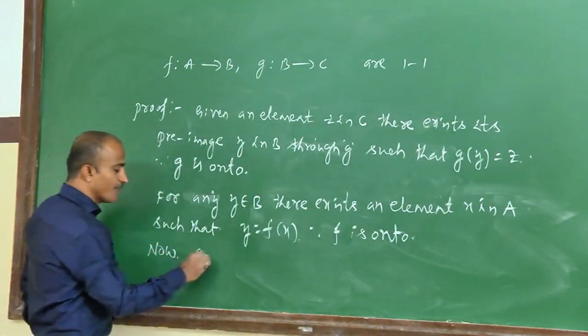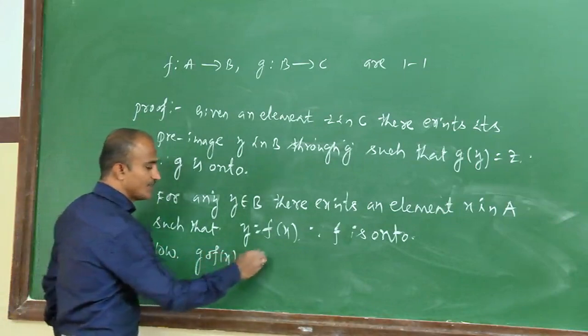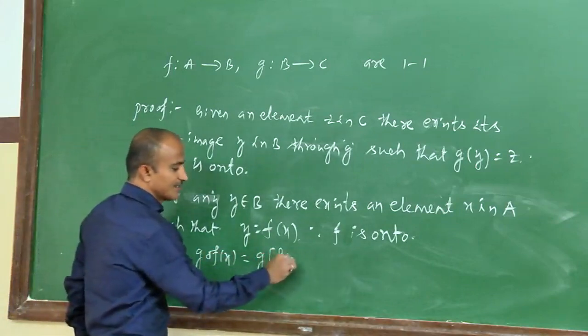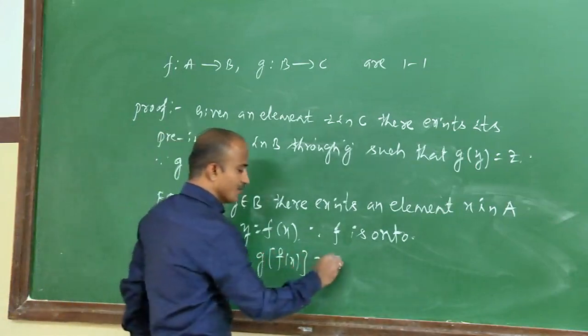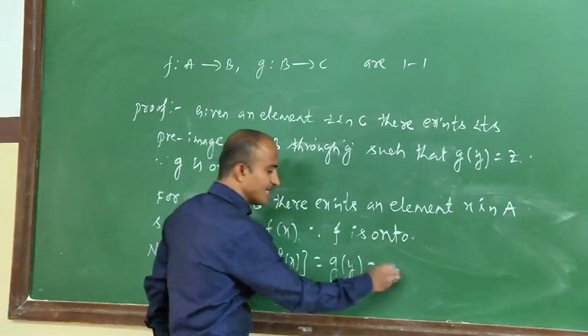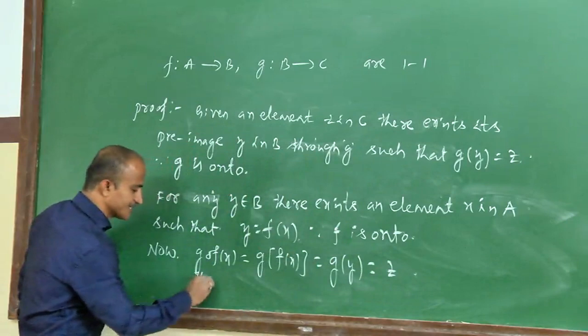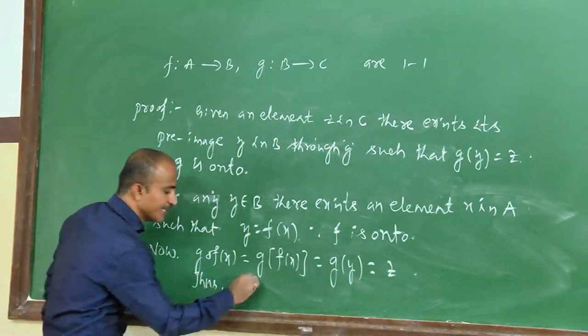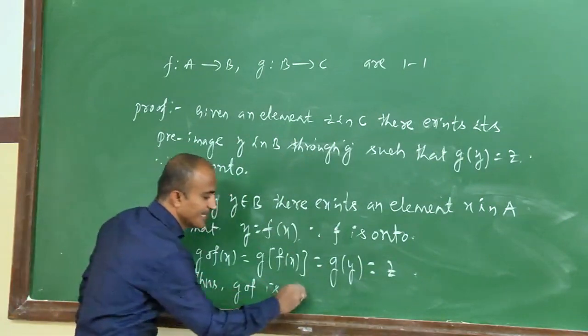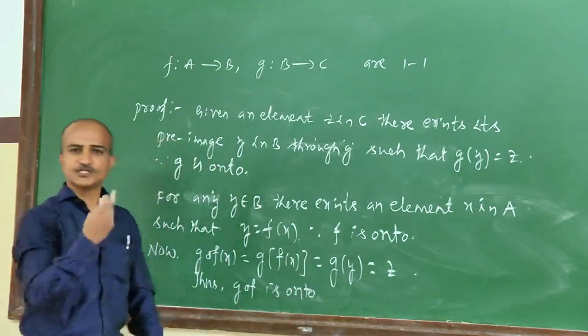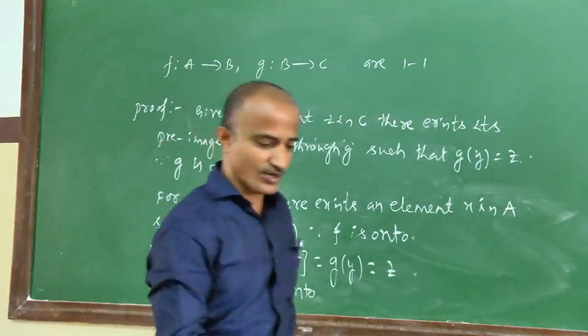Now g∘f of x is what? g of f of x. What is f of x? y. What is g of y? z. Thus g∘f is onto. With these two proofs, we can come to a conclusion.